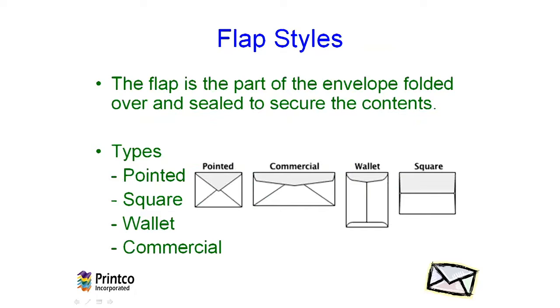There are also different standard flap styles. The flap is the part of the envelope folded over and sealed to secure the contents. Shown are 4 common types of flap: pointed, commercial, wallet, square. We will review each of these types in more detail. Note that the flap styles are influenced by the seams used.